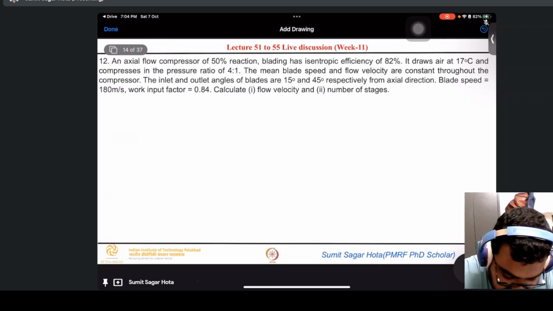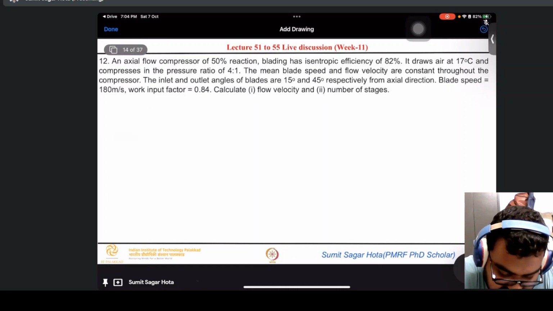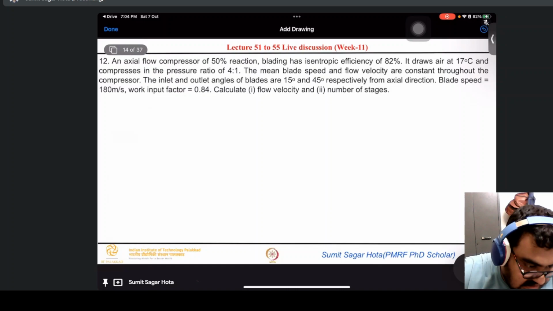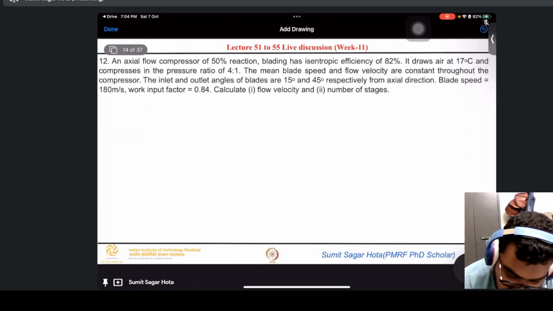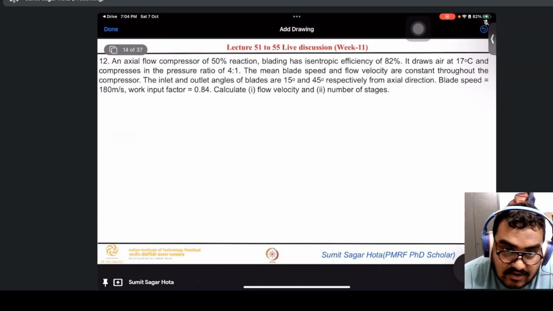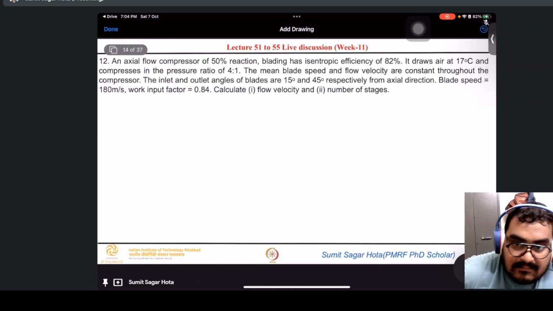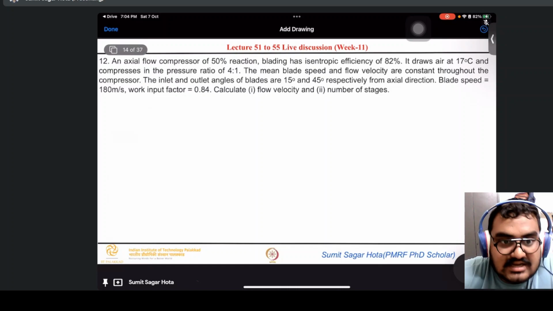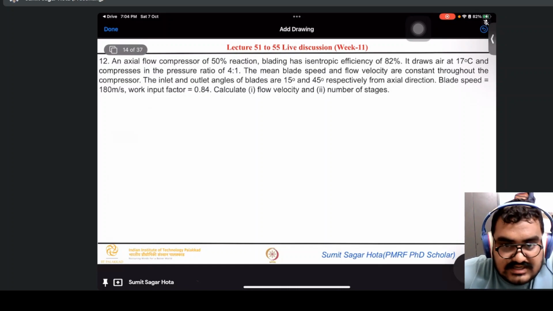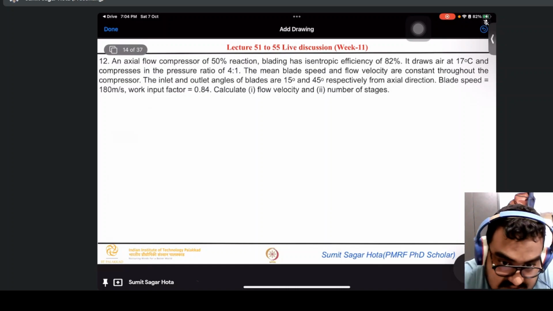Now let's come to the problem. An axial flow compressor of 50% reaction blading has an isentropic efficiency of 82%. It draws air at 17 degrees Celsius and compresses it in the pressure ratio of 4:1. The mean blade speed and the flow velocity are constant throughout the compressor. The inlet and the outlet angles of the blades are 15 degrees and 45 degrees respectively, from the axial direction. Blade speed 180 meter per second, work input factor 0.84. Calculate the flow velocity and the number of stages.